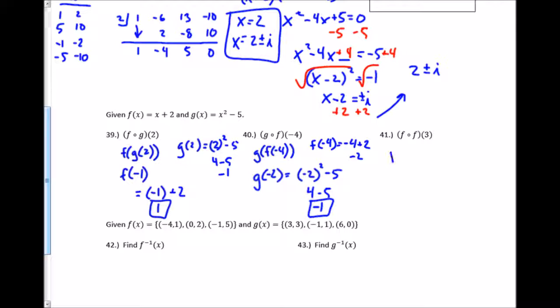The next one I'm doing f of f of 3, so I plug a 3 into the f function, which gives me a 5. So now I have f of 5, which means I plug a 5 into the f function, which gives me a 7.